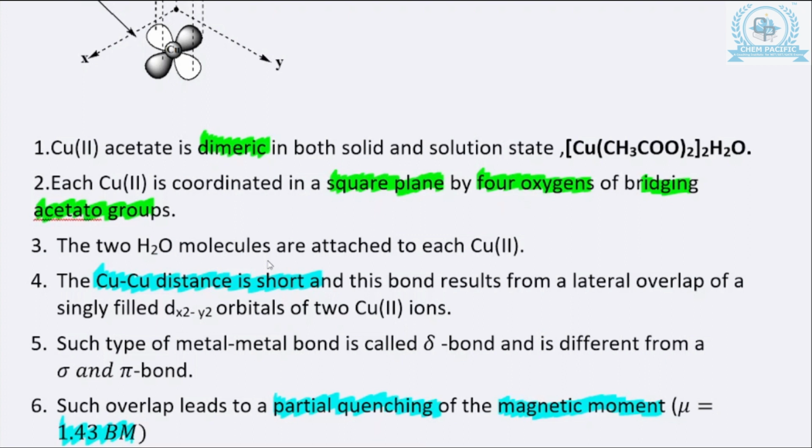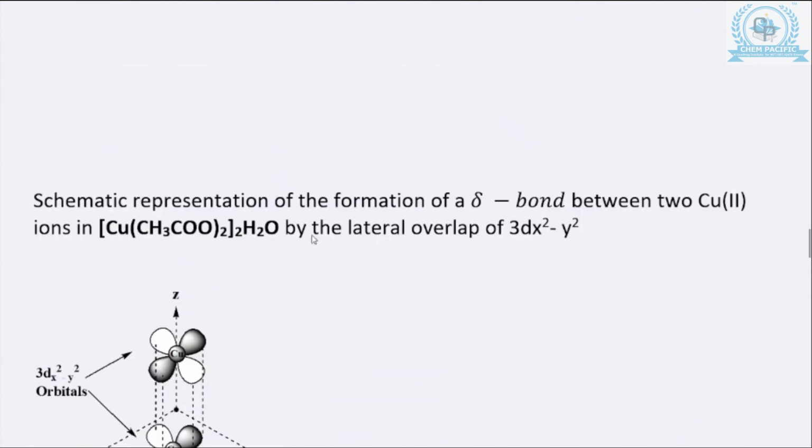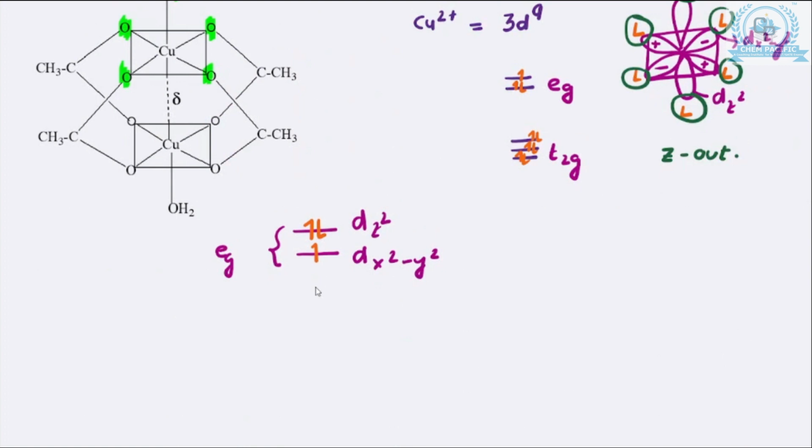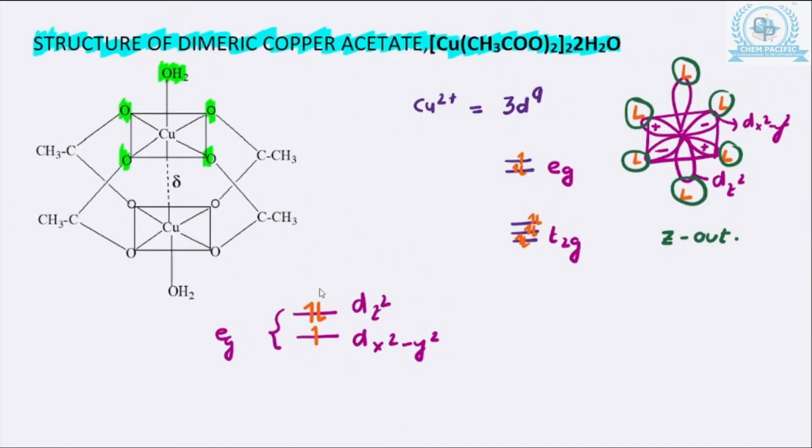और जो axial bond है, the 2 water molecules are attached to each copper 2 plus. And यहाँ पे हमें इसका coordination number भी समझ में आ गया. तो हमें बहुत अच्छे से क्लियर है that dx² minus y² is containing 1 unpaired electron. ठीक है.